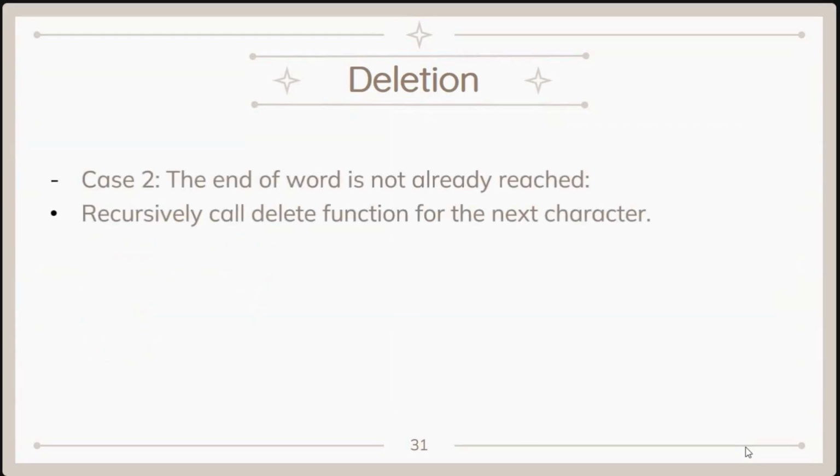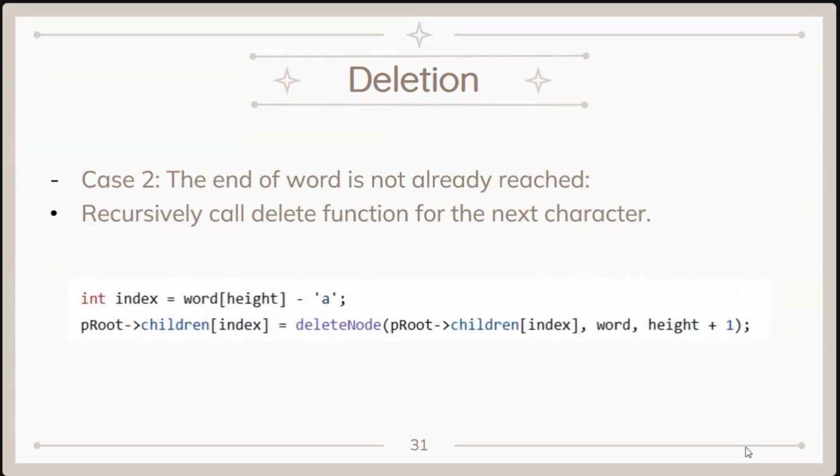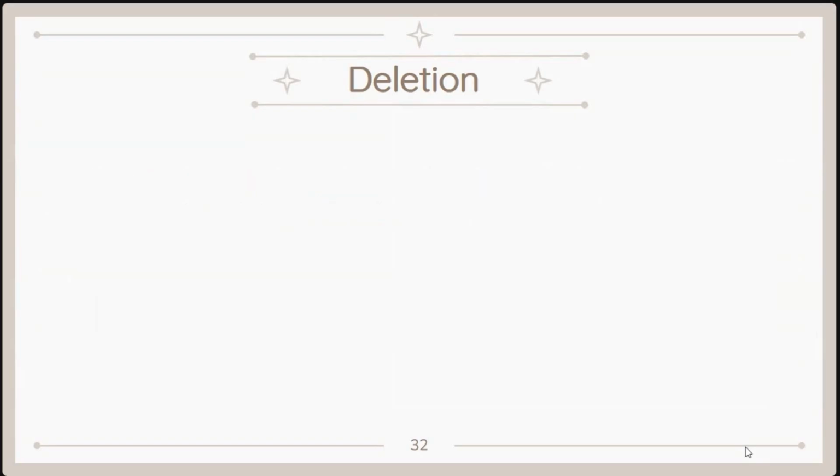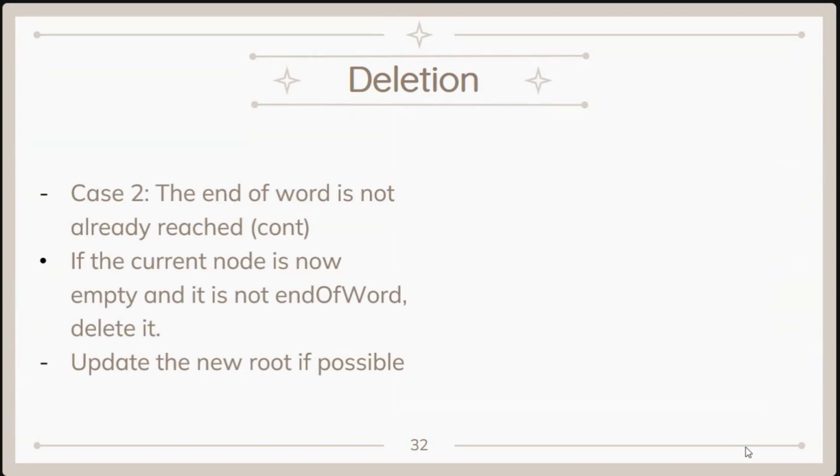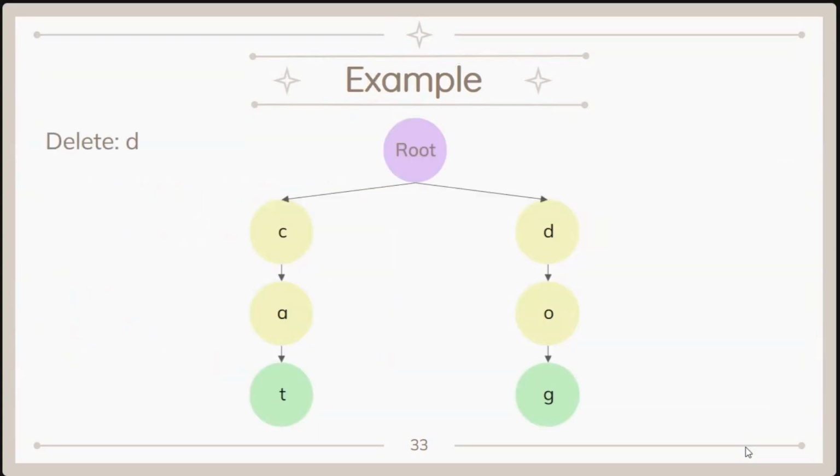And then if it is not the end of word, as I mentioned before, we need to traverse all its children to get to the end of word, and we do the same as the first case when the end of word node is reached. And we need to update the new root if it is possible. So here is what it looked like. We need to delete D in this case, but as you can see on the screen, D is not the end of word. Therefore, we didn't do anything, we just skip it.